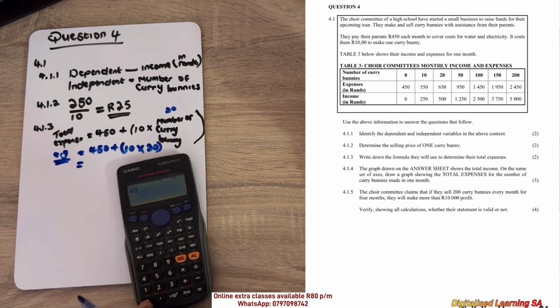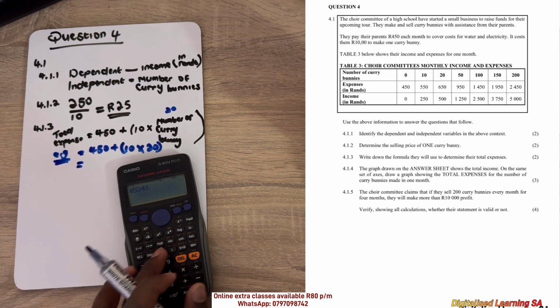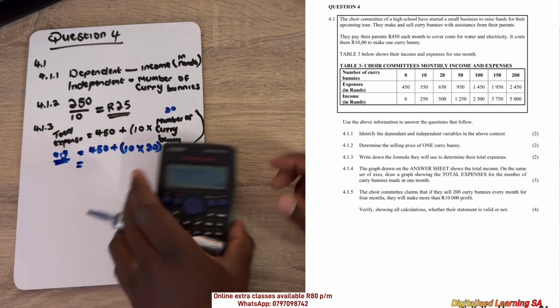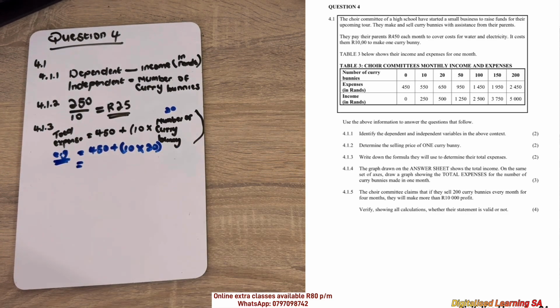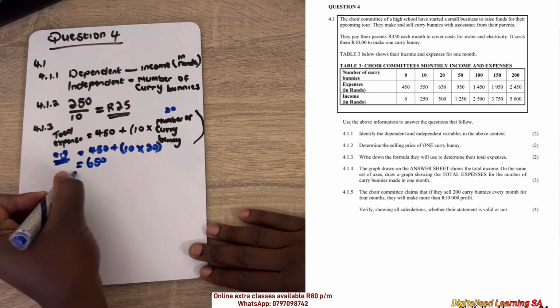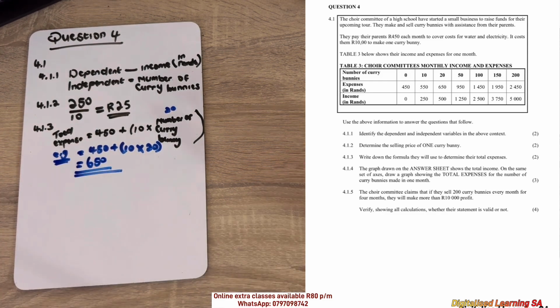So we'll say 450 plus 10 multiplied by 20, and our answer will be 650. So we can prove that our formula is working correctly. Okay, so now let's move to the next question, which is question 4.1.4.